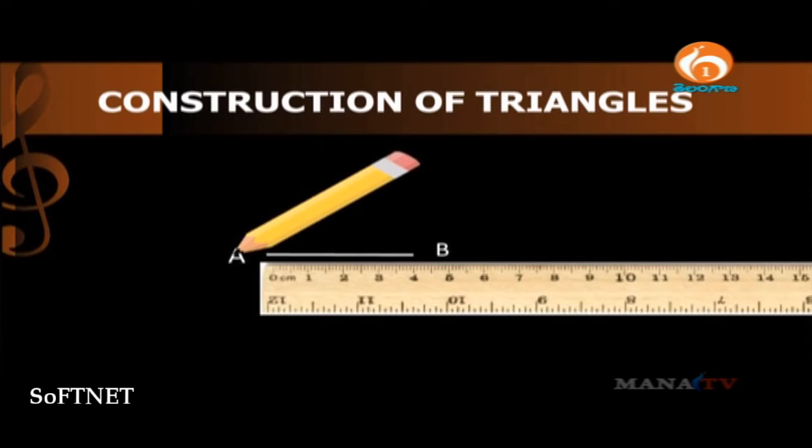Now, in this way, you have drawn a segment with the length 4 centimeters with the help of a ruler. Are you drawing, children? Have you drawn a line segment with the length 4 centimeters? And name its two ends as A and B. This end is called A and this end is called B. I think it has become like this now.